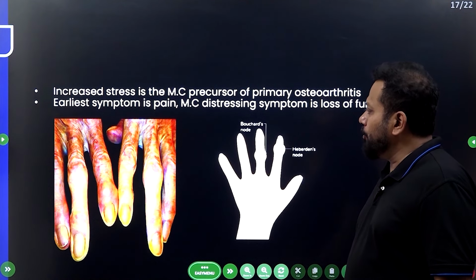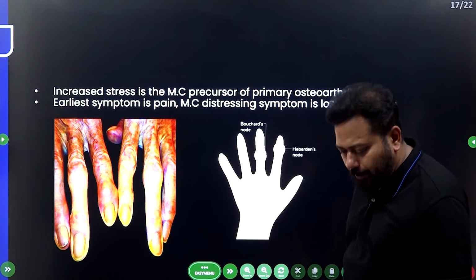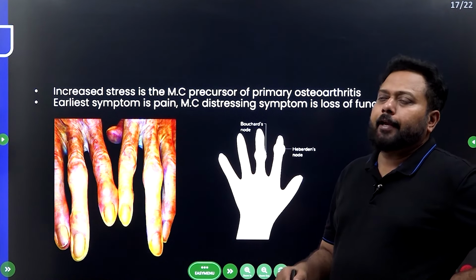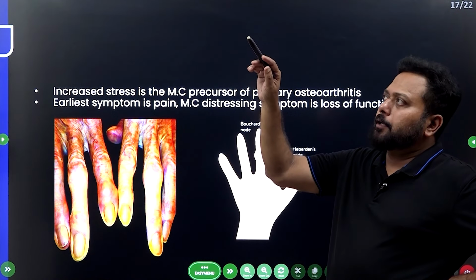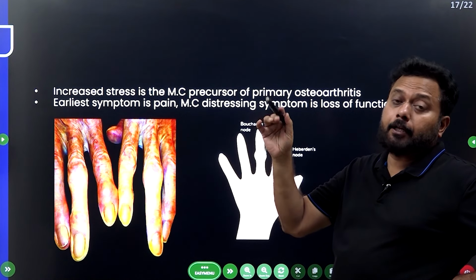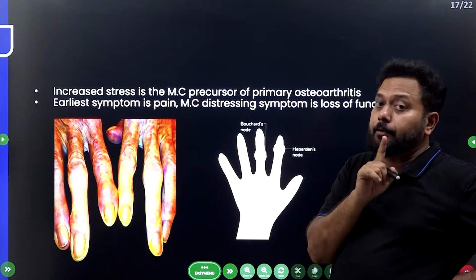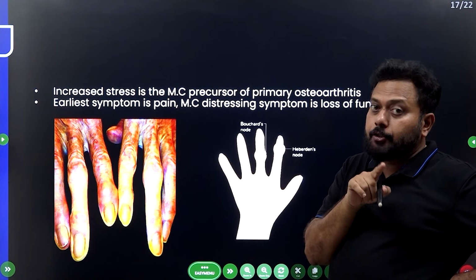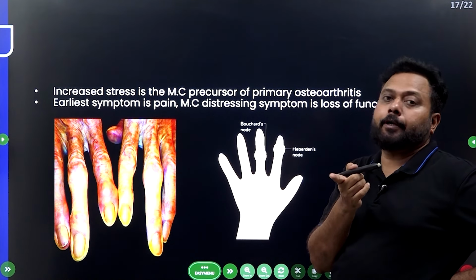Okay, and you see the clinical manifestation: when the joint congruity is lost, the patient can get a genu varum, a bow leg. Rarely the patient can get a genu valgum. Genu valgum is more common in rheumatoid arthritis. Genu varum is more common in osteoarthritis.